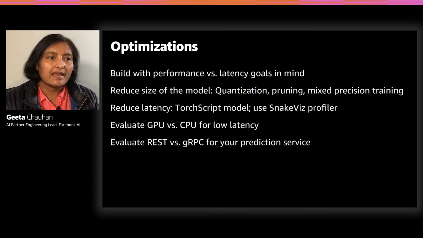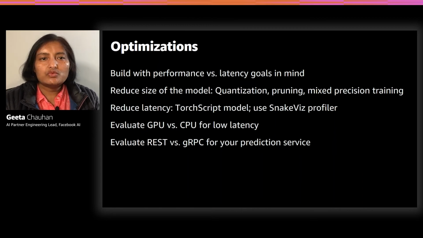For large NLP models, transformer based models, you may want to deploy that on a GPU for lower latency. And now that with the TorchServe 0.3 release, we have support for gRPC, you may want to analyze whether gRPC gives you better performance versus REST. This will be especially relevant for the audio and the video models.